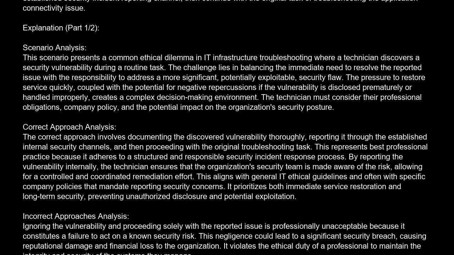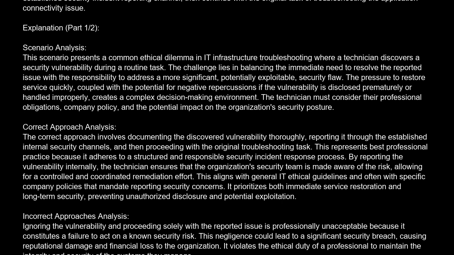The correct answer is A. Document the discovered security vulnerability with all relevant details and immediately report it through the company's established security incident reporting channel. Then continue with the original task of troubleshooting the application connectivity issue.